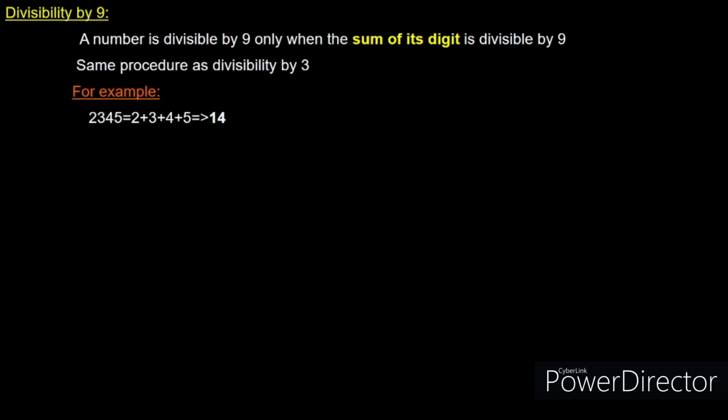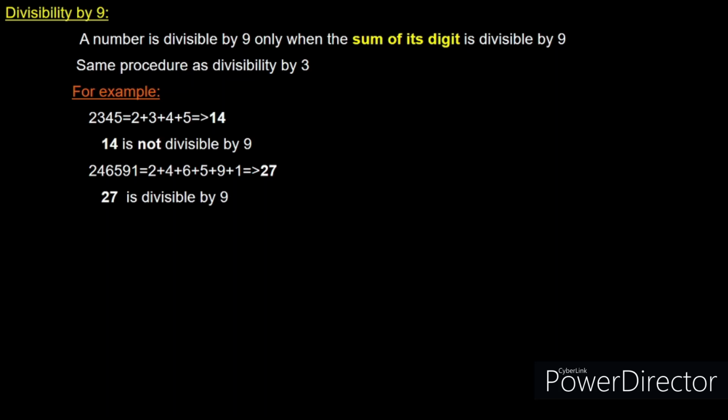Another example, 2345: 2 plus 3 plus 4 plus 5 is equal to 14. Is 14 divisible by 9? No, 14 is not divisible by 9. Next, 246591: 2 plus 4 plus 6 plus 5 plus 9 plus 1 is 27. 27 is divisible by 9. So here we need to know that when the number is, for example, 1 plus 1 plus 1, the total is 3.